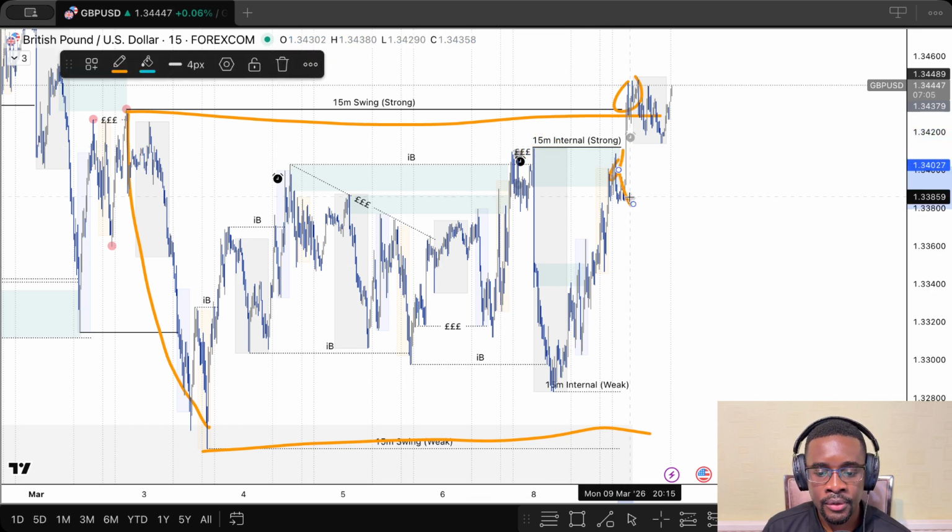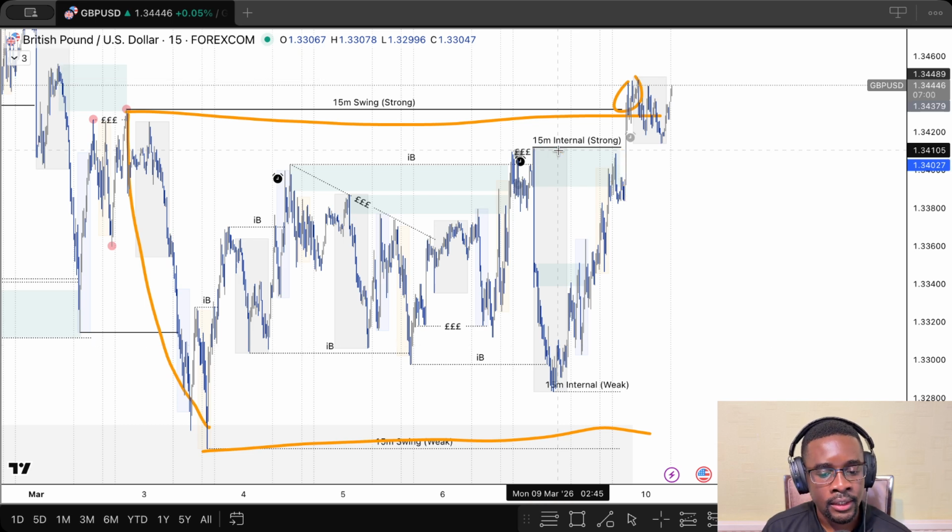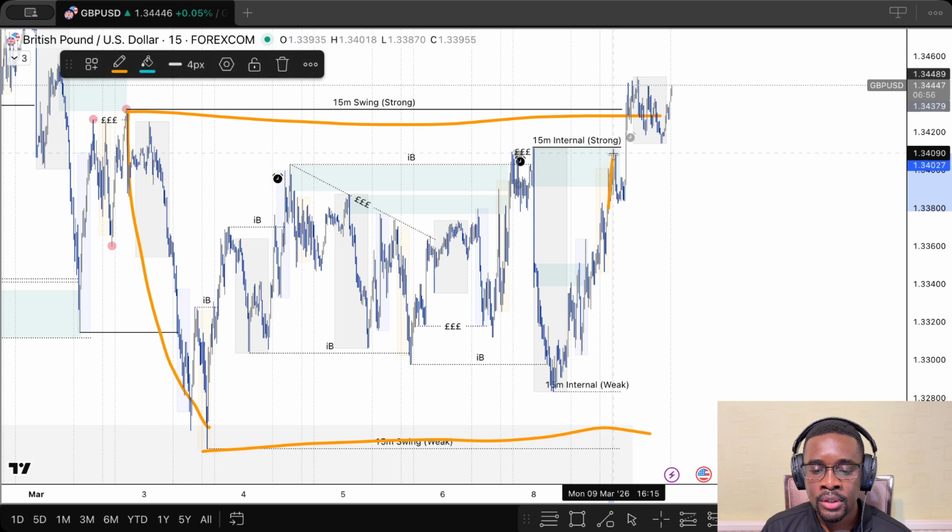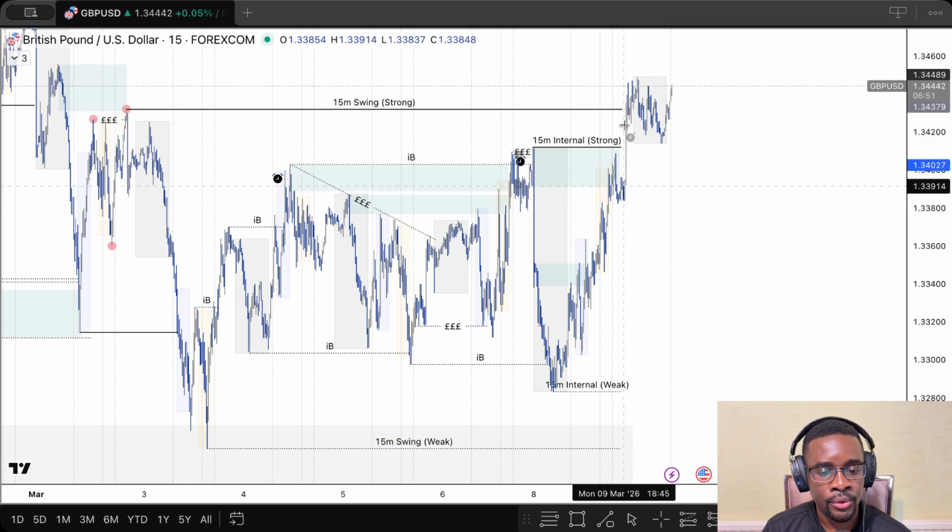We did get a reaction, but because this is an Asia high as well, it was highly likely that it was going to be liquidated, and as you can see, price just blasted through. So we did come in, give a reaction, and then we simply blasted through that zone.